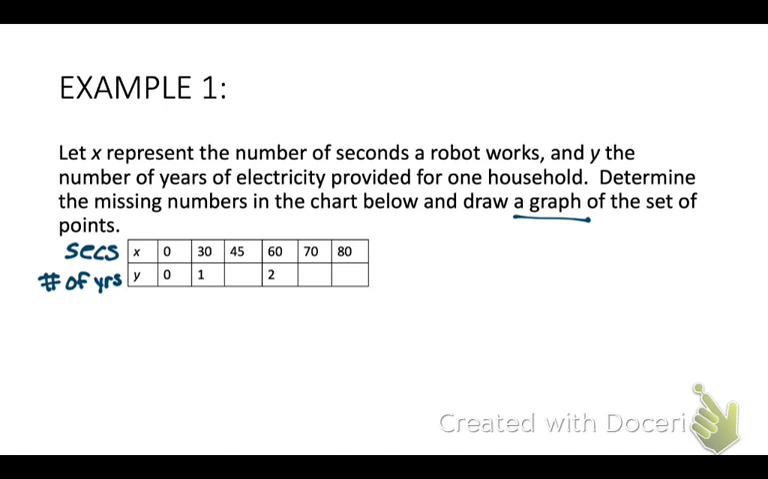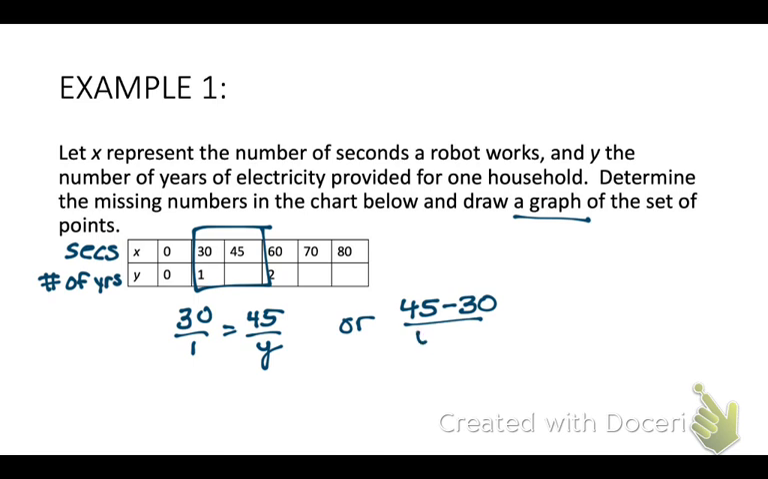Another way you could do it, if you weren't thinking about that common sensical, that's a word, you could set up a proportion, right? I could do 30 over 1 is equal to 45 over my unknown Y and cross multiply. Or if you're really thinking algebraically, I could use the slope formula and do, if I use these 2 points, 45 minus 30 over Y minus 1 is equal to, what would the slope be if I found the slope between these 2 points?